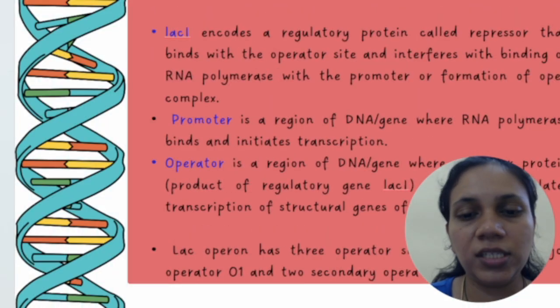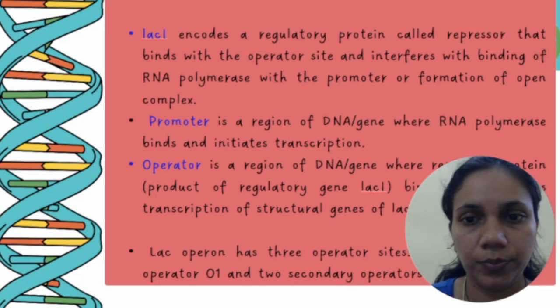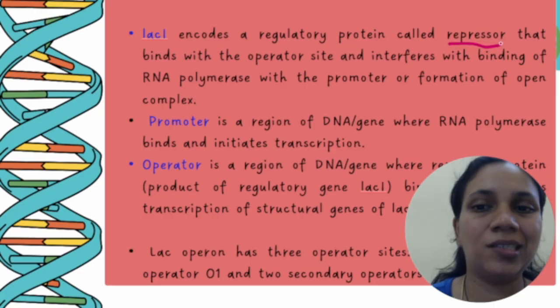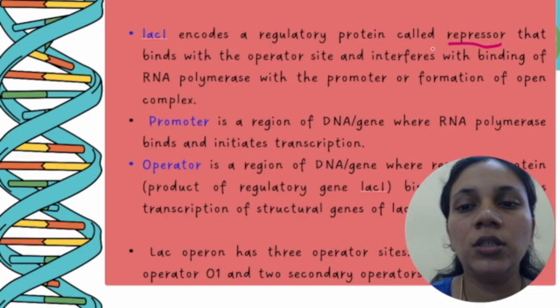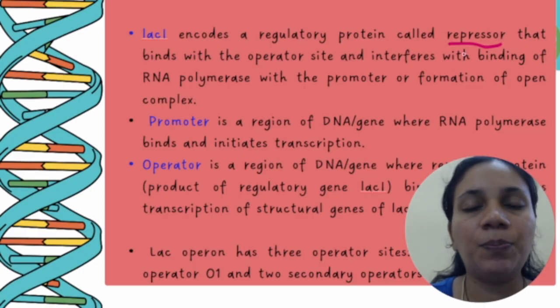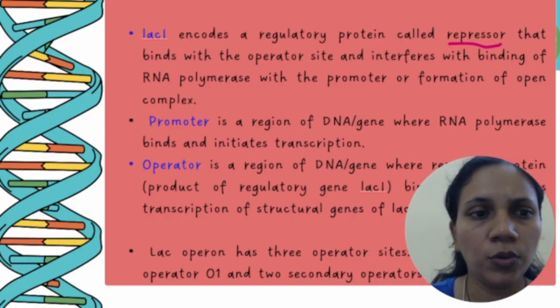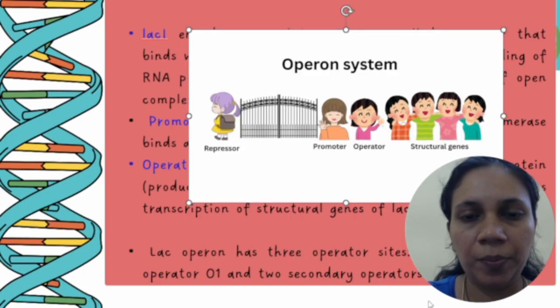So let's move on to the second part, that is the regulatory proteins. Lac I encodes a regulatory protein called the repressor. From the name repressor, we know it is something that is blocking. It is repressing the function of something else. This repressor binds to the operator site. So for example, we had seen those girls, if you can remember this.